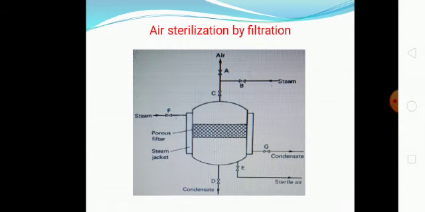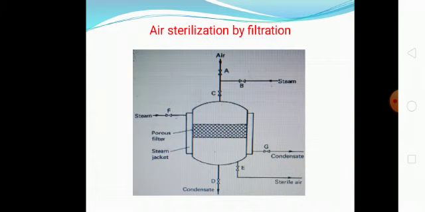When you open the valve D, what happens? All the other valves should be closed. Valve E and valve G should be closed. Only B, C and D you have to open, so that the steam passes through this pipeline. It will sterilize the filters and flow out through D. Then you close B and open F. When you open F, what happens?